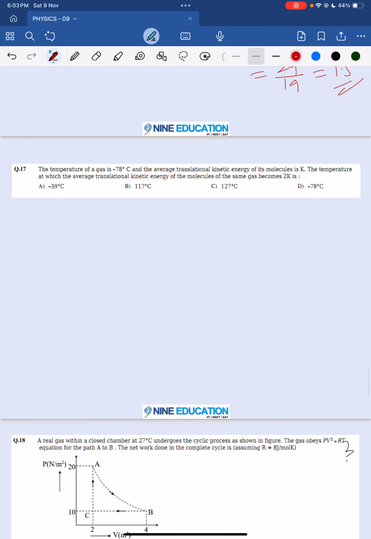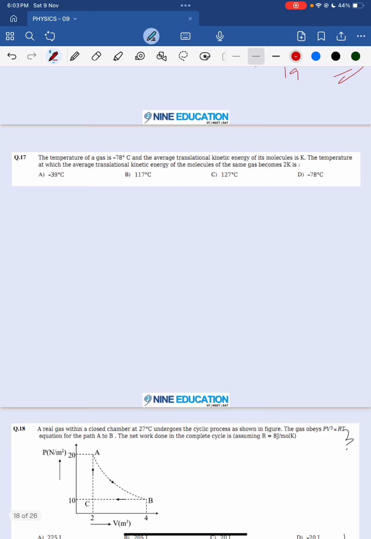Now what is the next question? We are able to see the temperature of a gas is minus 78 degrees Celsius and the average kinetic energy of its molecule is K. Okay, bachcho. So what is the average kinetic energy of any gas, sir? It is 3 by 2 kT, translation kinetic energy, for a monatomic gas. So for a monatomic gas only translation kinetic energy is there. They did not give us monatomic or diatomic. Anyway, the kinetic energy is basically 3 by 2 kT for a molecule.